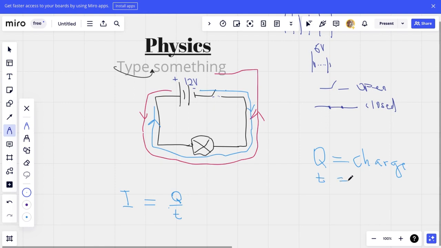Time is being used up as you move. And I is the current. So current is nothing but a charge in motion. It's not a new terminology such that we don't know what it means. It simply means a charge that is moving.